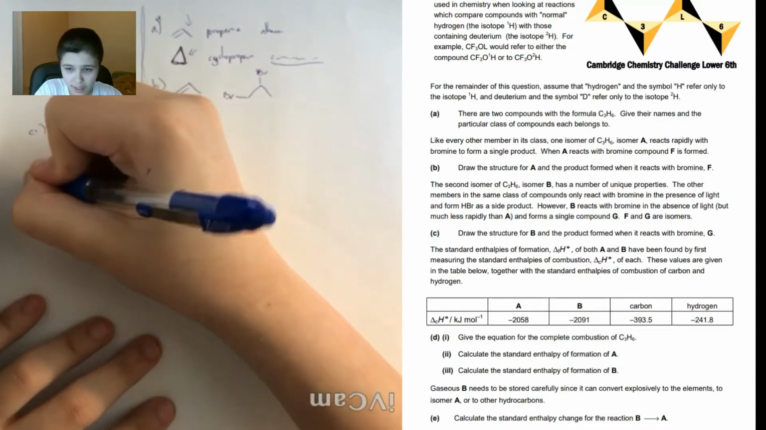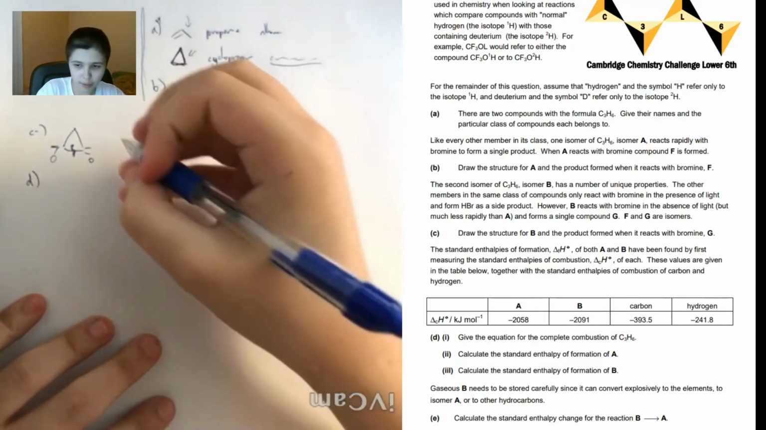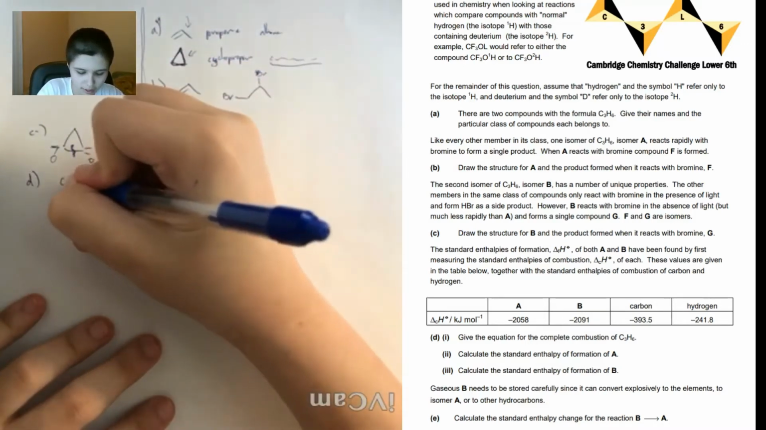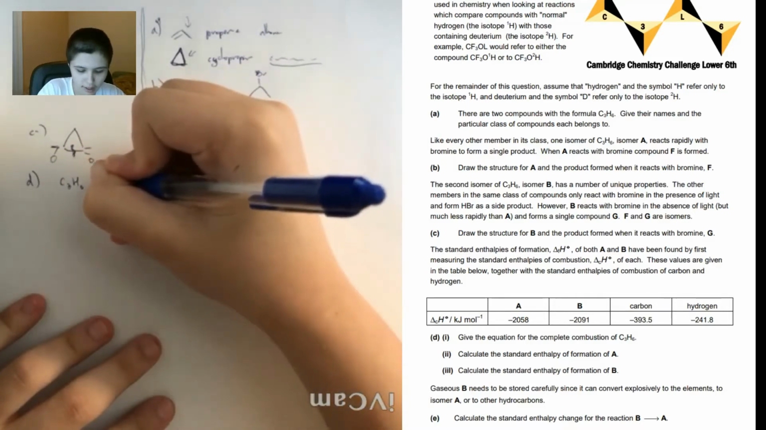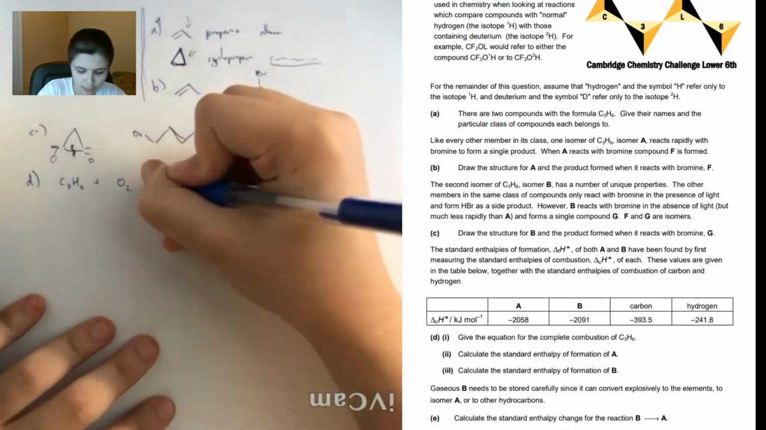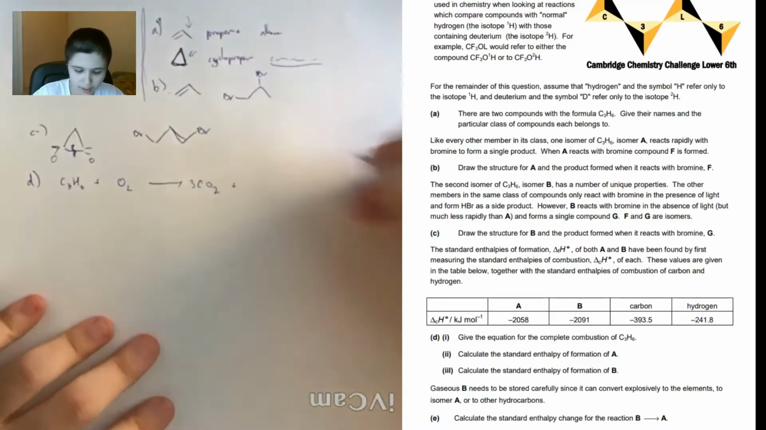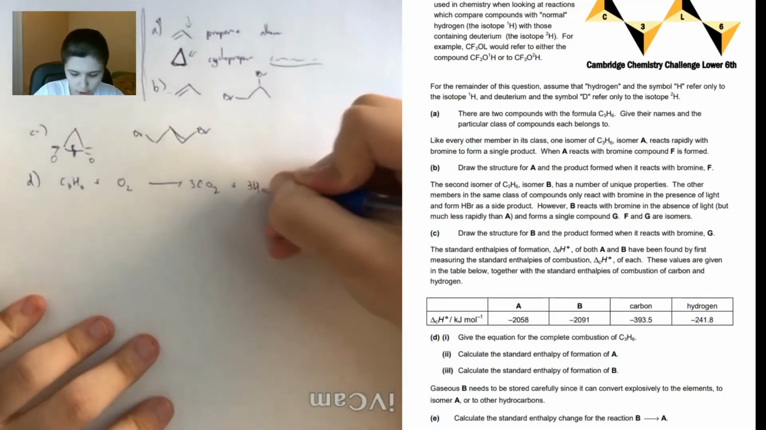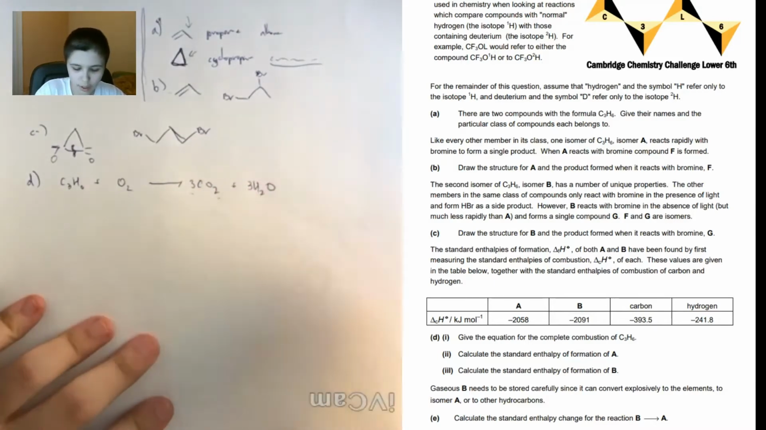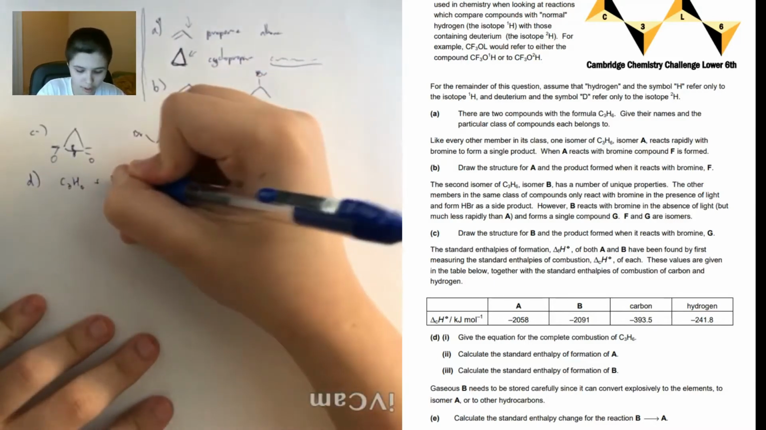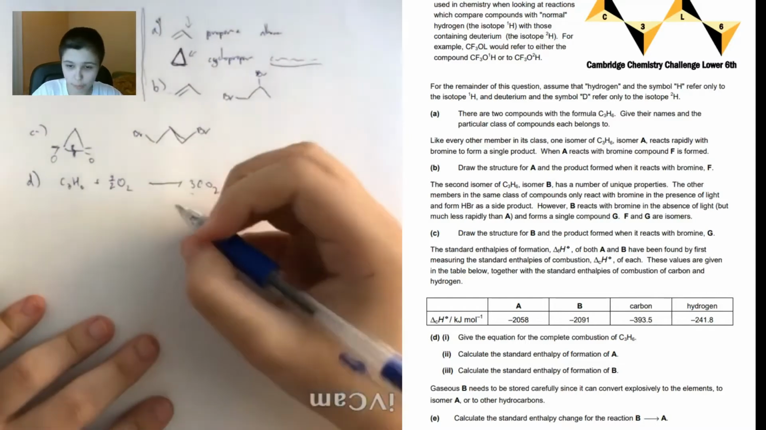Okay, part D, the equation of the complete combustion of C3H6. C3H6 plus some number of O2 gives me 3CO2 plus 3H2O, which is 3 O2 plus 1.5 O2, so 9/2 O2.